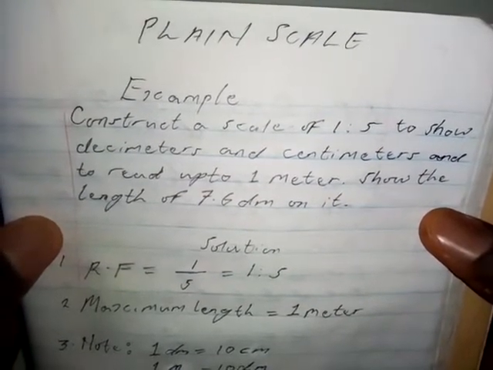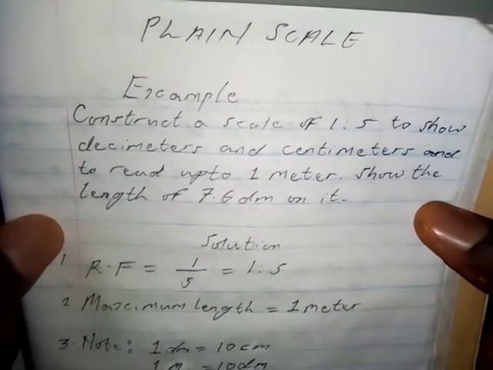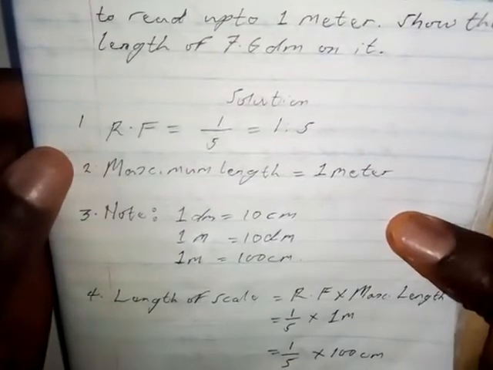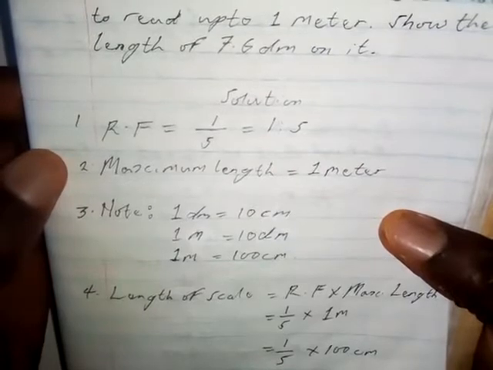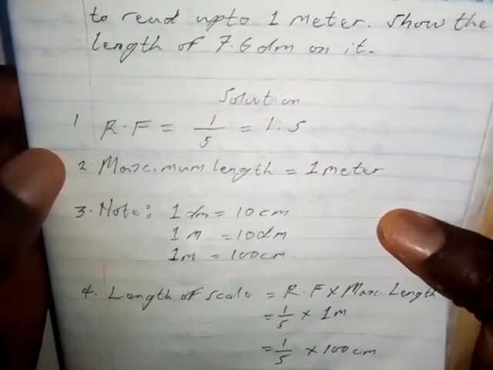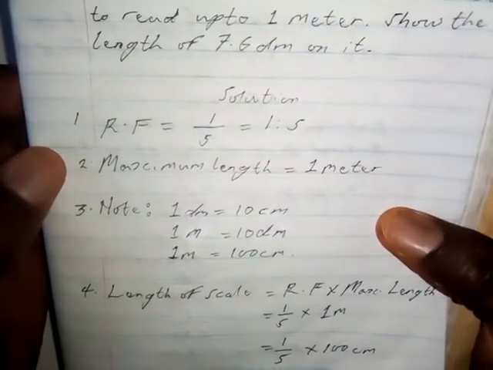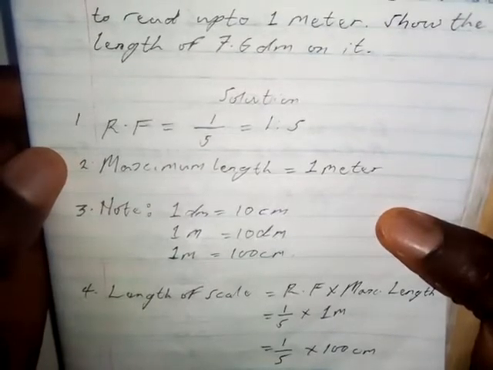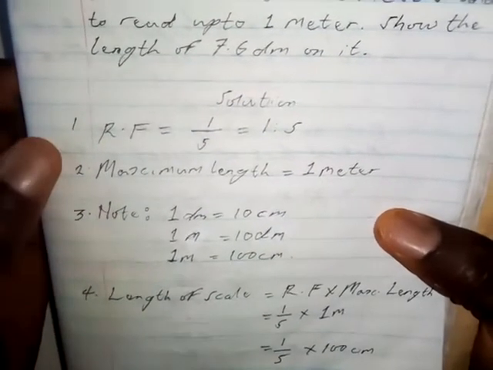That is the question. Now, for you to construct this scale, there are things that you need to have in place, and one of them under the solution here is RF. What does that mean? RF stands for representative fraction, and representative fraction is equal to the ratio of the distance on drawing to the actual distance of the object. Okay, let me say it in this way.